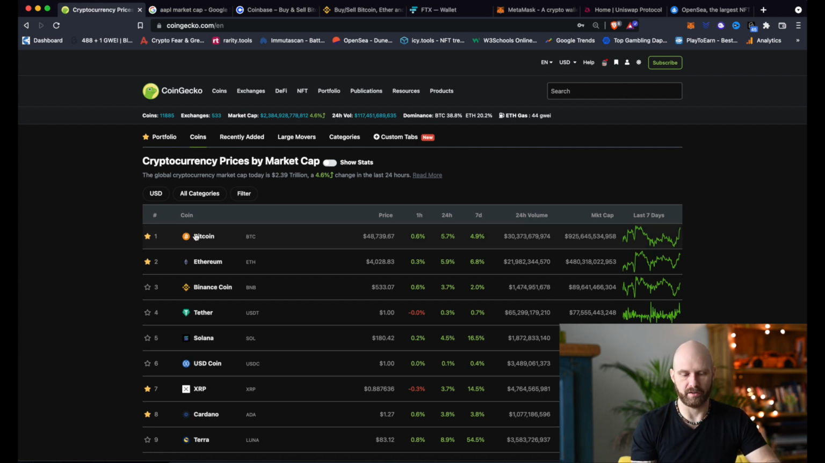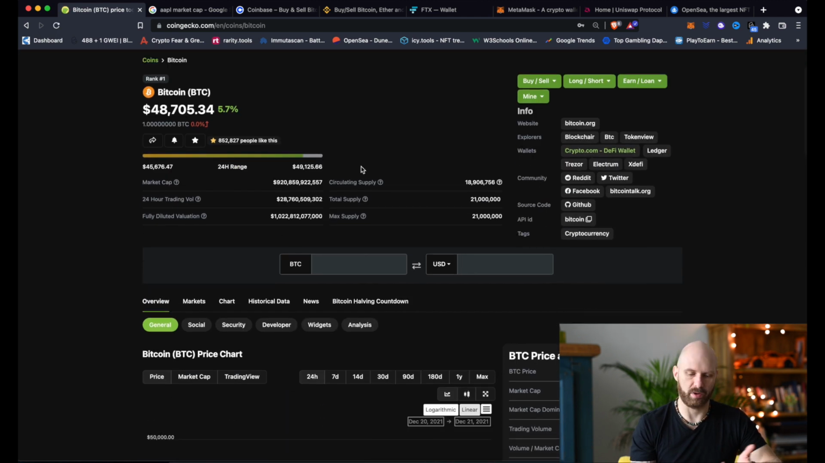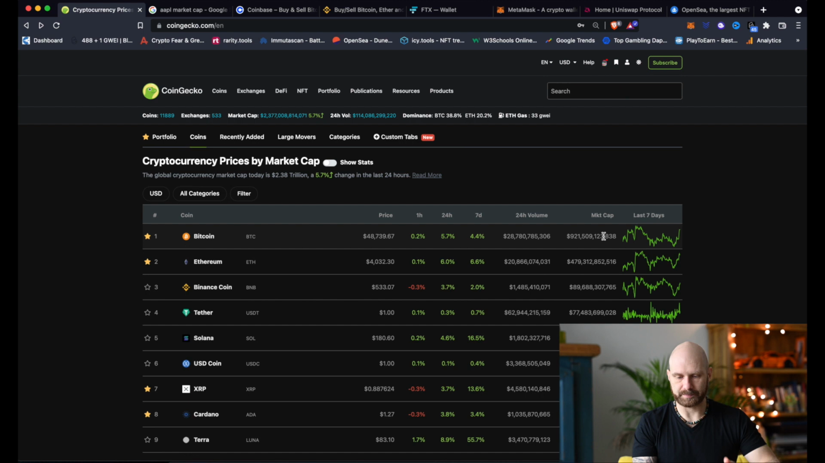If we look at Bitcoin, we can see that the market cap is close to $1 trillion, well, over $900 billion. And that's essentially the price, $48,705, multiplied by a circulating supply of just under 19 million. As you can see here, Bitcoin has close to a 1 trillion market cap. It's the biggest cryptocurrency by market capitalization. Ethereum is the second one, and it has almost half of the market cap of Bitcoin. And then the size of the market caps drops rapidly.